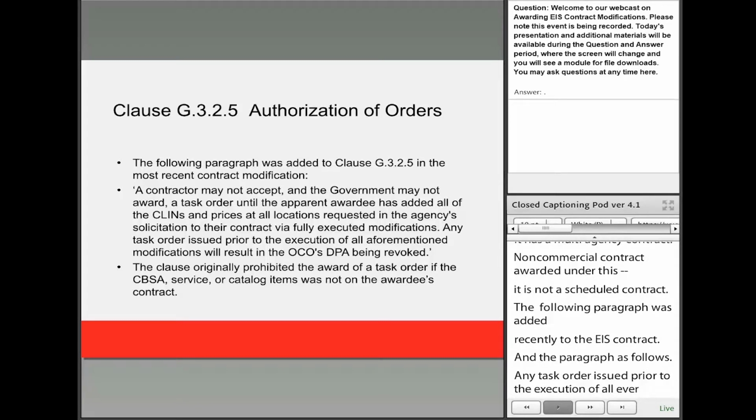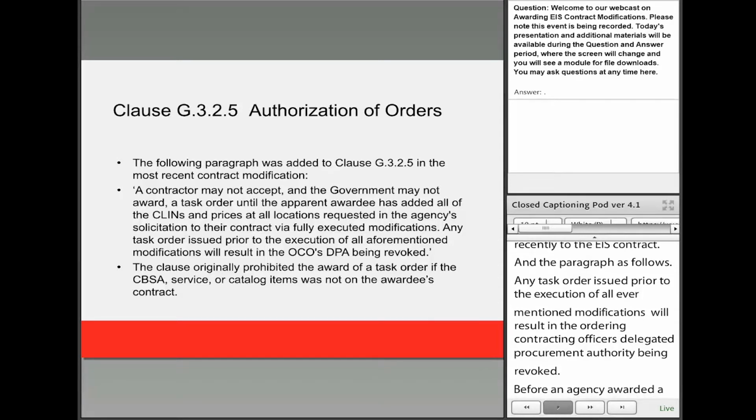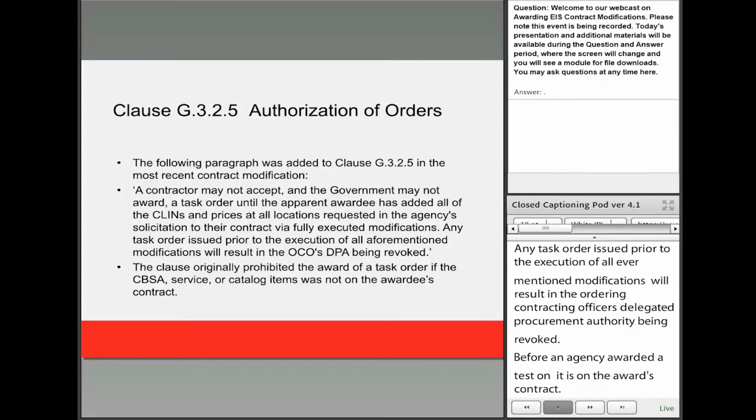So, what does this mean? Before an agency awards a task order, please ensure everything from your solicitation is on the awardee's contract. This may mean the vendor will need to submit modifications, which we call pre-award modifications, to be added to the contract prior to the task order award. GSA will need time to process these modifications.